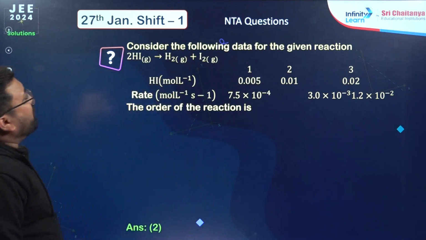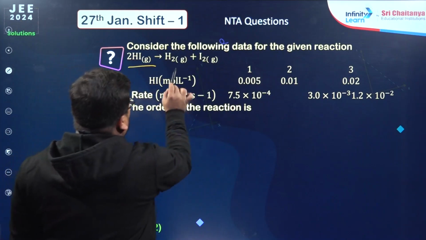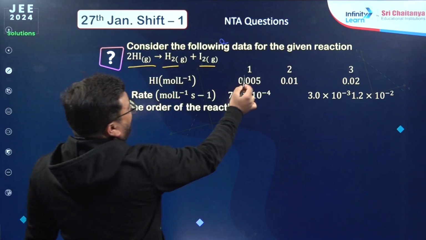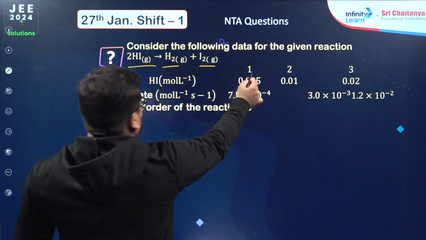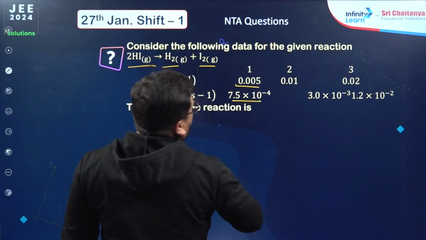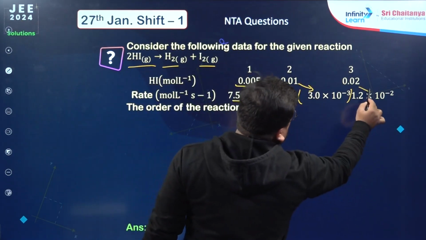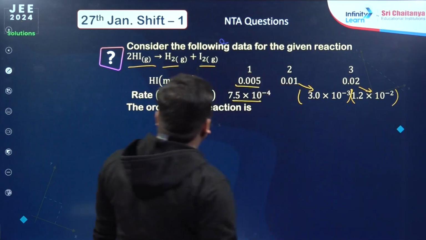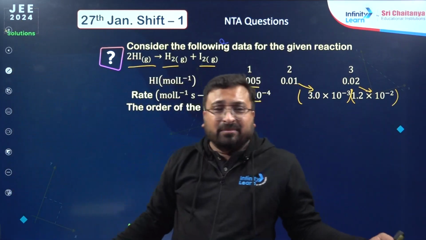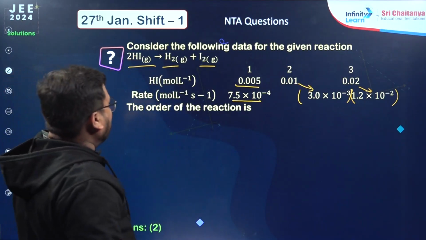Okay, so consider the following data for the given reaction: 2HI gives H2 and I2. The reaction is balanced. When this is the first condition, the concentration is this, its rate is this, and this is the rate for this other value. Try to understand. The order of the reaction can be calculated only experimentally. So try to find this value. This is very easy actually.